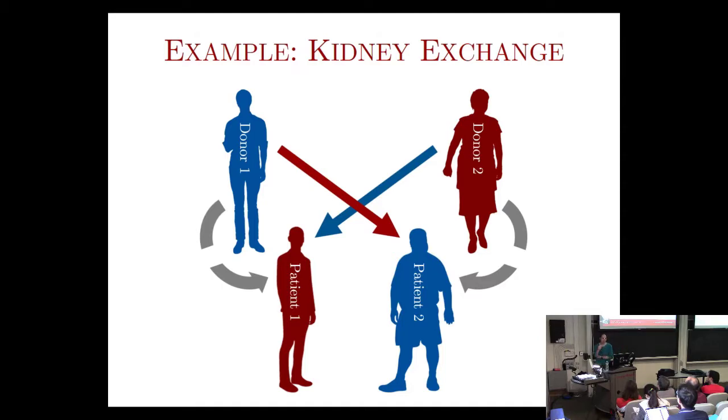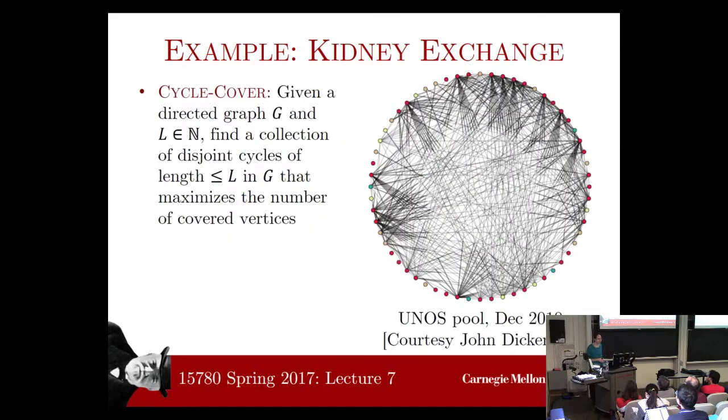Okay, so let's see how to think about this problem. We're in computer science, so we think of everything as a graph. So let's think about this problem as a graph. So the idea is as follows. The vertices in our graph, it's called the compatibility graph, will be donor-patient pairs. So every vertex is a pair of donor and patient. And we have a directed edge from one vertex to another if the donor of the first pair can donate to the patient of the second pair.